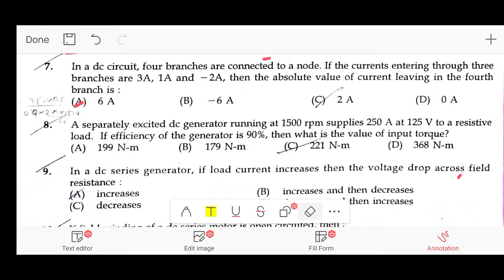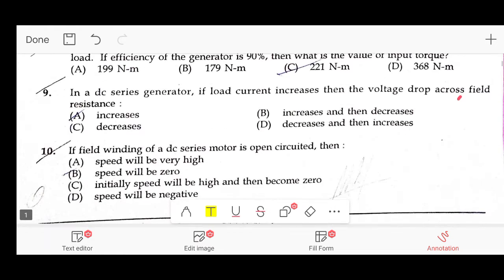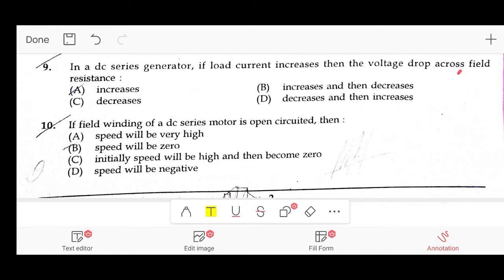Next question. In a DC series motor, if the load current increases, then voltage drop across the field resistance. Options are increases, then decreases, and increases.